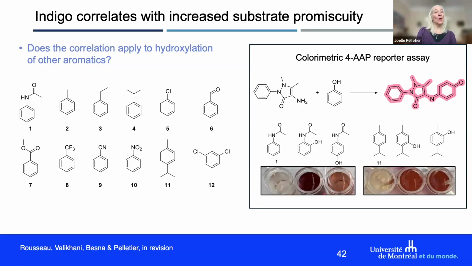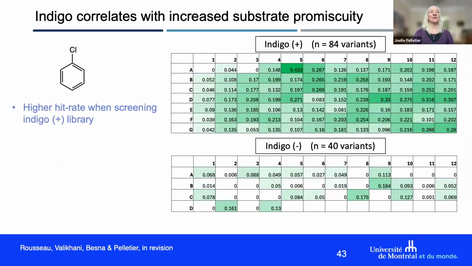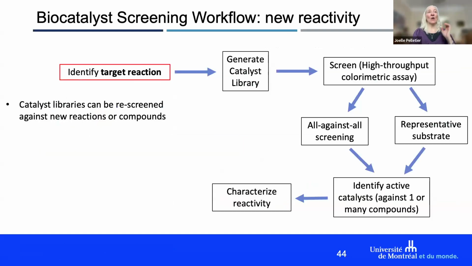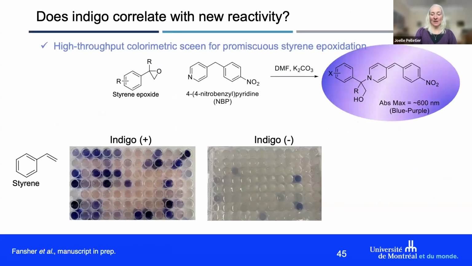And so when we screen this, I will show you one example here with compound 5, which is chlorobenzene. We can see that the indigo positive variants quickly, at a glance, give a higher hit rate than the indigo negative variants. And the indigo positive phenotype not only gets more hits, but also gives increased aromatic hydroxylation. So we are repeating this with our panel of compounds. And again, we can rescreen.